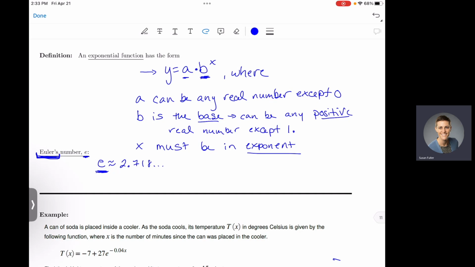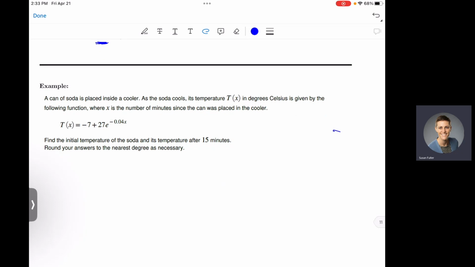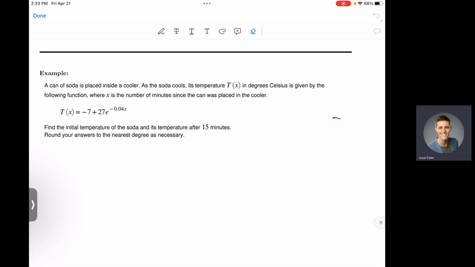A couple of things that we're going to be doing with this: one is a word problem, and the other is graphing. So let's start with this word problem. A can of soda is placed inside a cooler. As the soda cools, its temperature, T of x, in degrees Celsius, is given by the following function, where x is the number of minutes since the can was placed in the cooler. So here's our function T of x. Find the initial temperature of the soda and its temperature after 15 minutes.